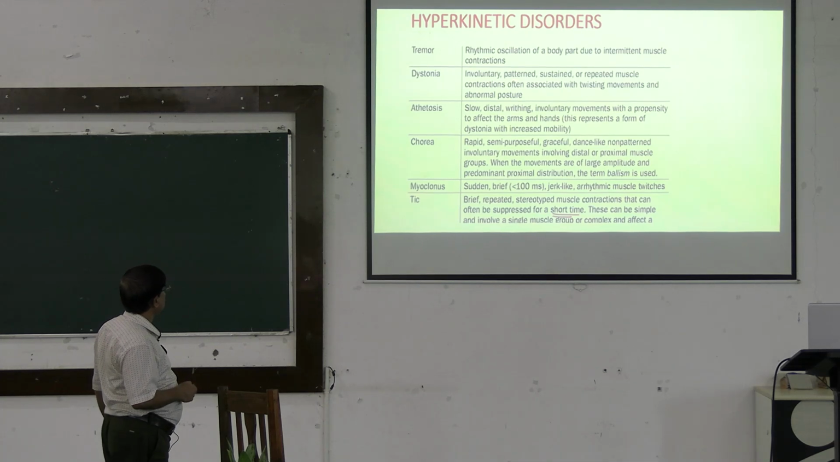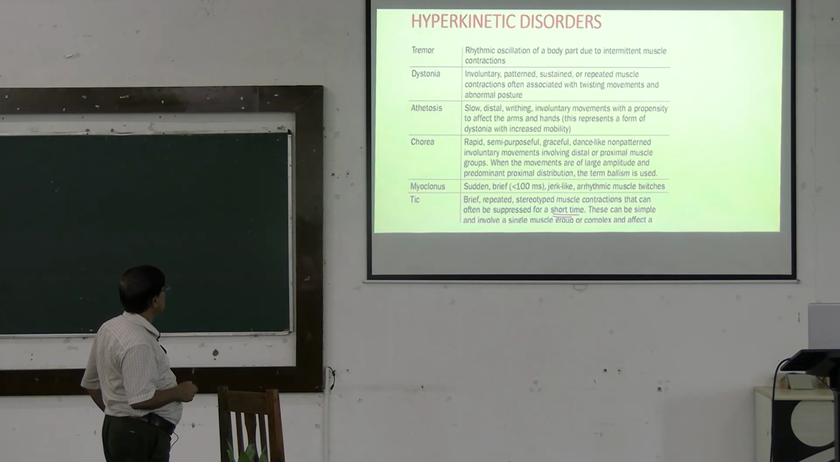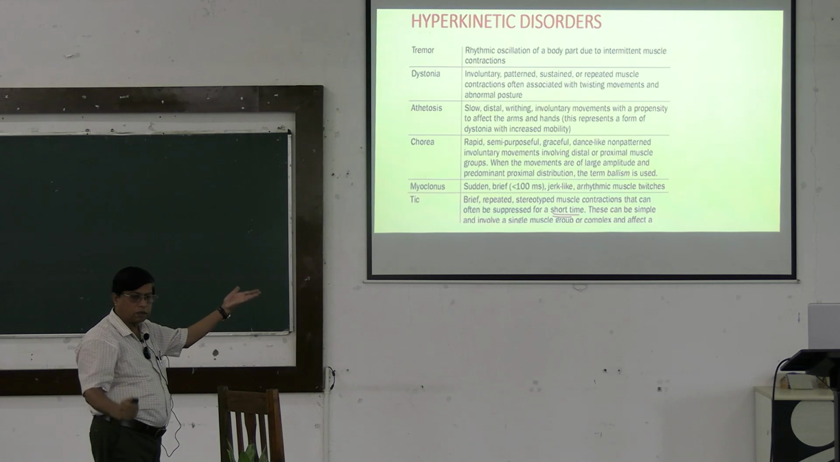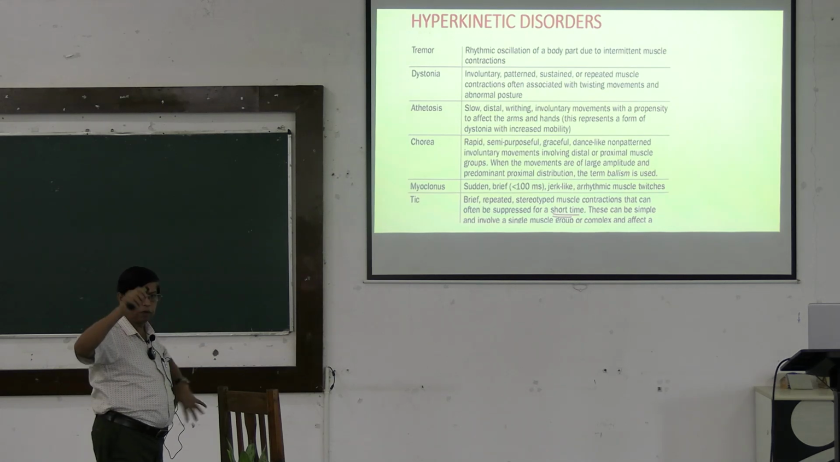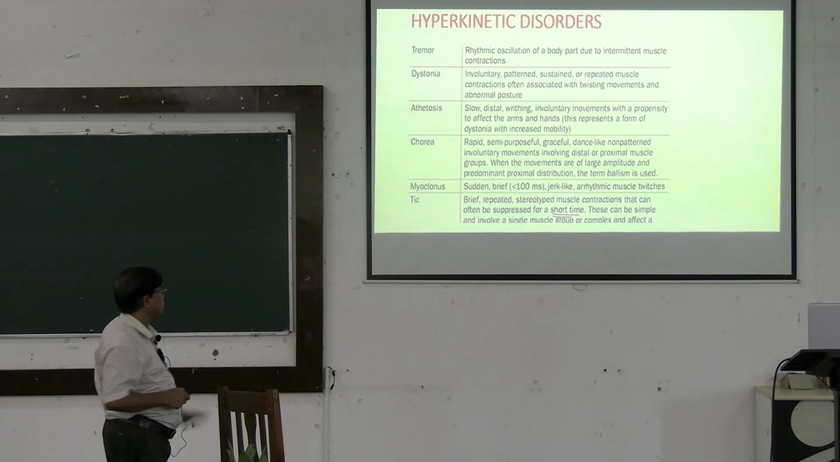Dystonia is involuntary. It is a pattern, sustained. This word is very important: it is sustained, it is sustaining for some time. This word is important for dystonia. It is a sustained or repeated muscle contraction, often associated with twisting movement and abnormal posture. Twisting movement, but this is sustained, not repeating very quickly. There will be cervical dystonia. So dystonia is sustained, but athetosis and chorea are not sustained.